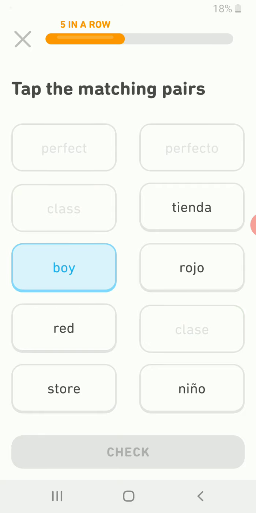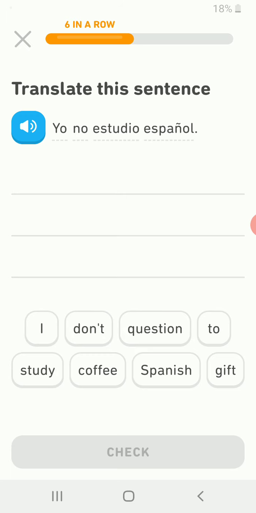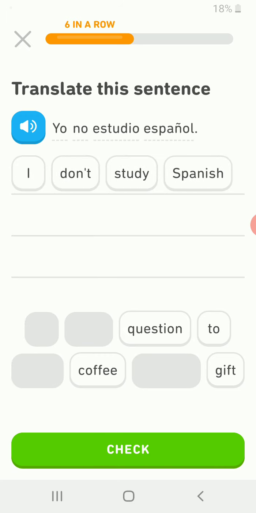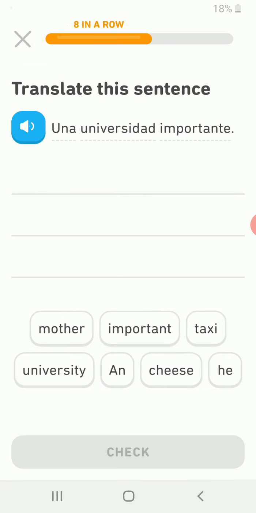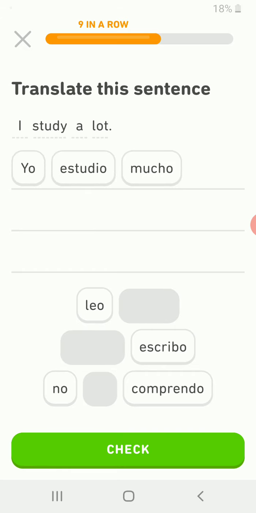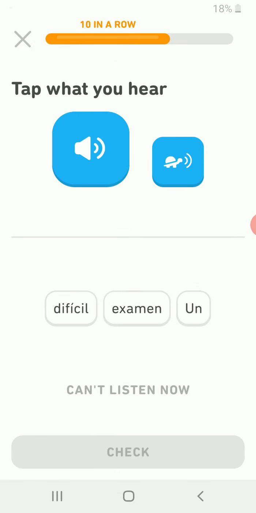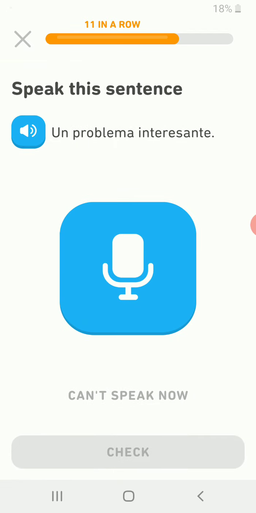Class is clase. Boy is niño. Red is rojo. Tienda. Yo no estudio español. I don't study Spanish. And my teacher, mi maestro. Una universidad importante. An important university. The adjective comes first in English. I study a lot. Yo estudio mucho. And, un examen difícil. Un problema interesante.